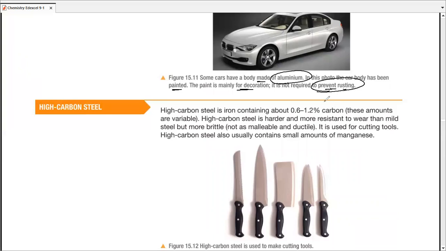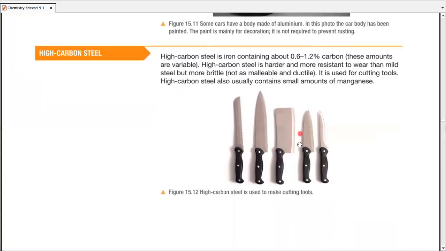We started painting cars because we wanted to keep them safe from rusting because they were made out of mild steel. Later on, we started making it out of aluminum, but we were still painting them for decoration because that's how we like our cars decorated, good looking. Cars are a sensation, so the decoration is very important when it comes to cars.